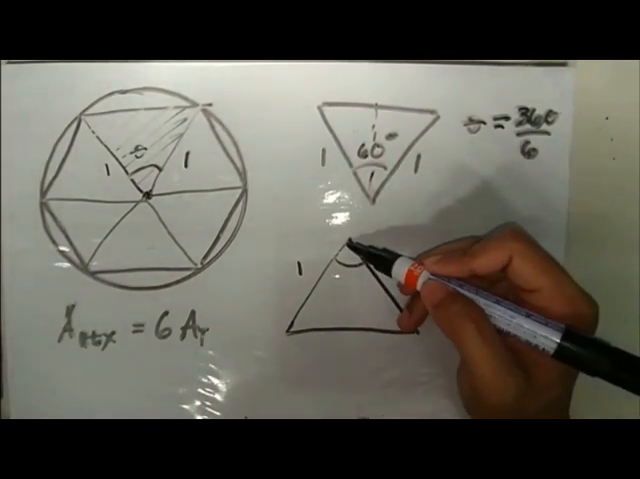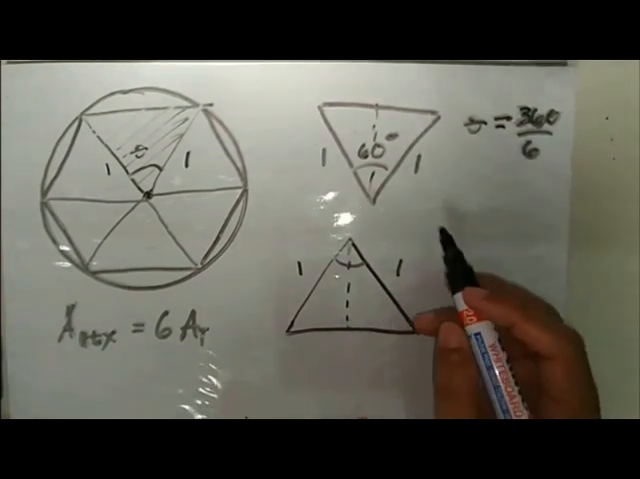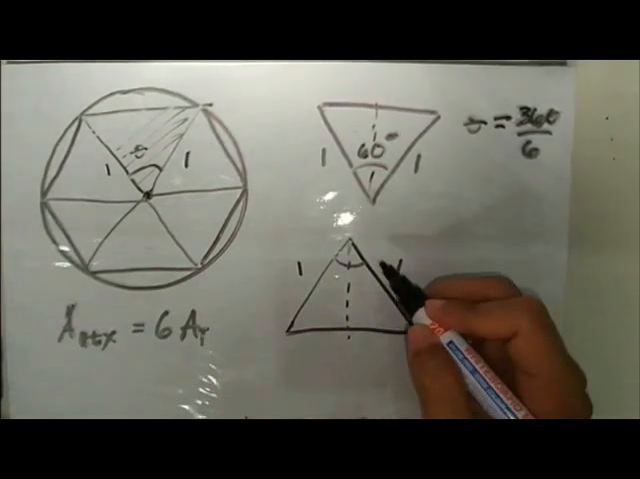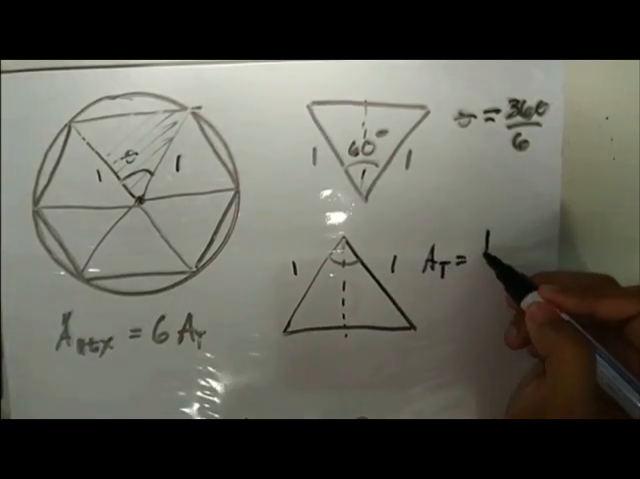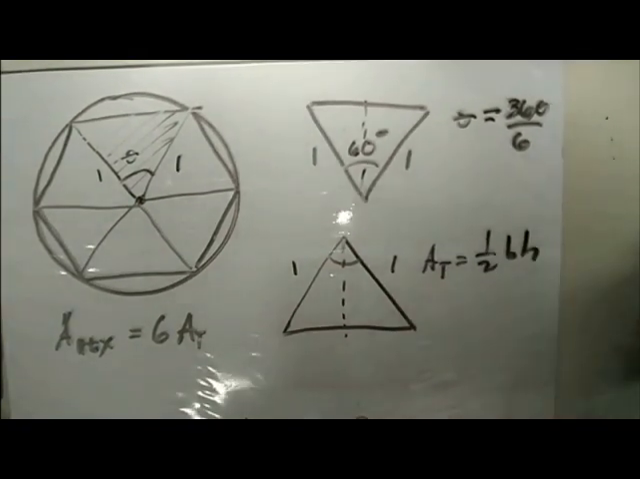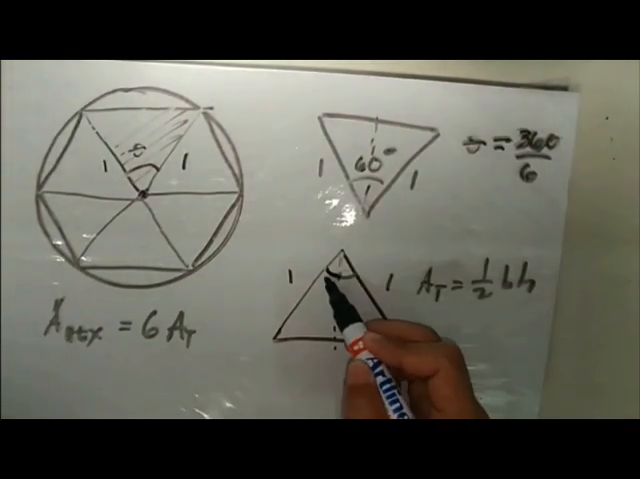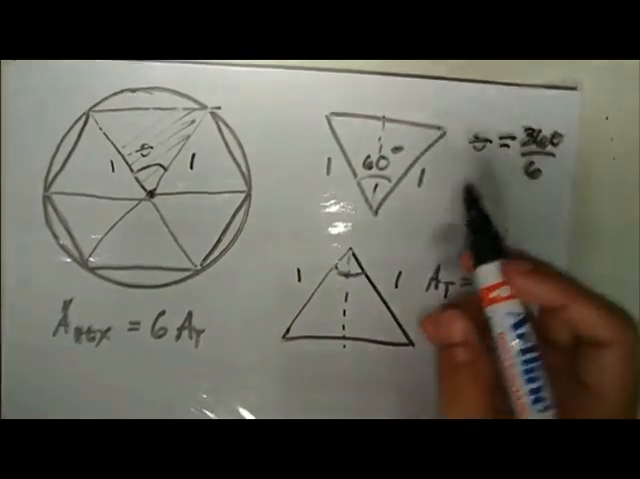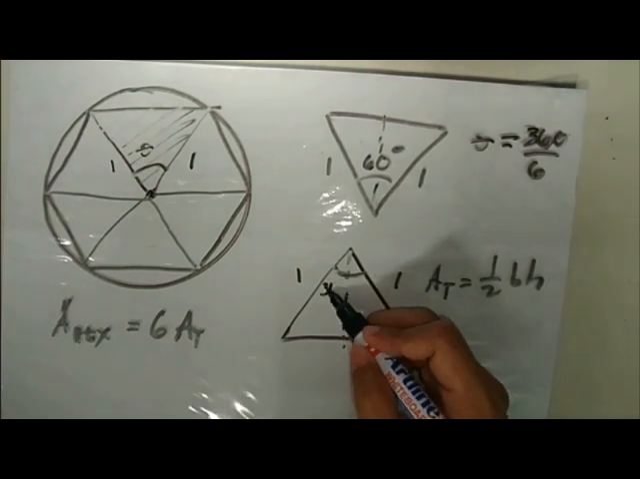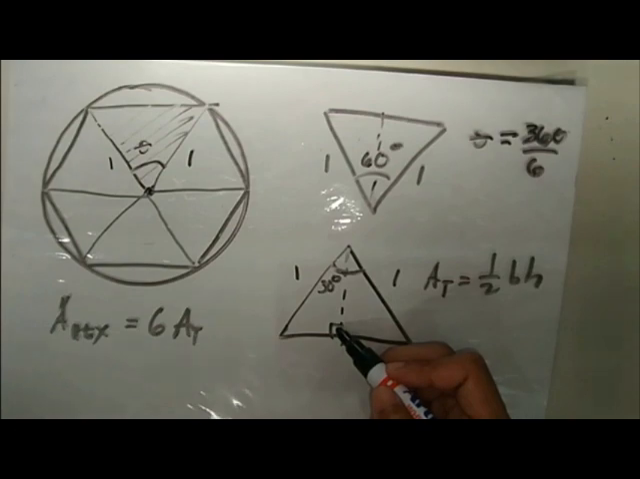So, if binisect natin to dito, so ito yung base natin. So, B. So, yung area ng triangle is 1/2 base times height. So, wala tayong base, wala tayong height. But meron tayong itong angle. So, itong angle na to, this is 60. So, binisect natin, so magiging 30 na lang to. So, ito, this is 90 degrees.